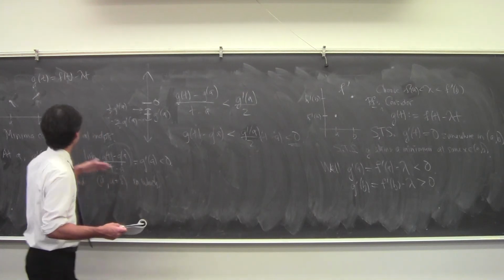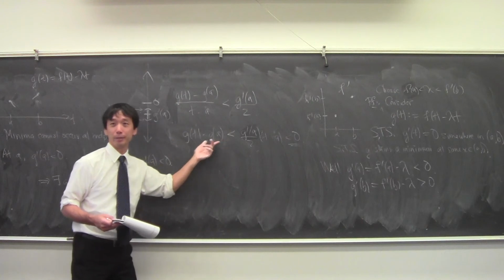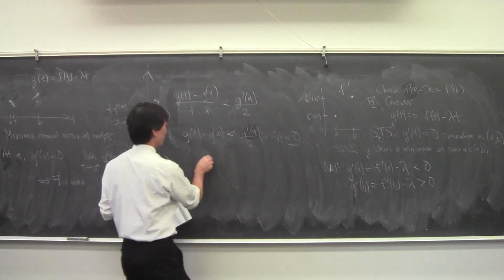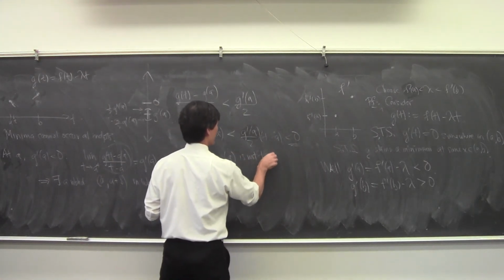In other words, g of t is going to be smaller than g of a. So in that neighborhood, whatever you have is going to be smaller than that. So this couldn't have been a minimum. So g of a is not the minimum.